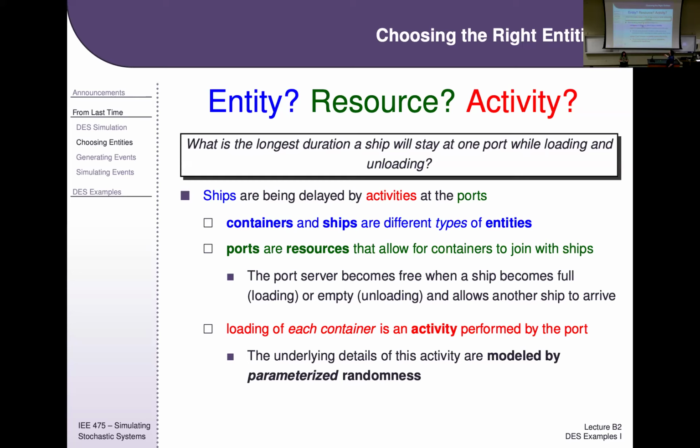And so containers and ships are different types of entities. So there's containers that arrive and there's ships that arrive and they get combined. And once you have a ship filled up with containers, it can leave the system. And once it leaves the system, we don't care if it comes back. We don't care where those containers go. We don't care if the next ship we see is actually a ship we've seen before. Because our boundary of the system is so narrow now, we're just focused on this port.